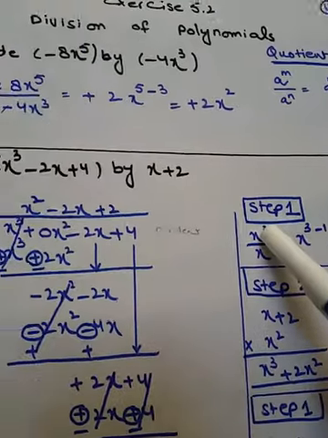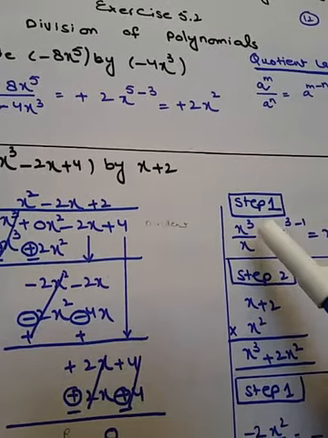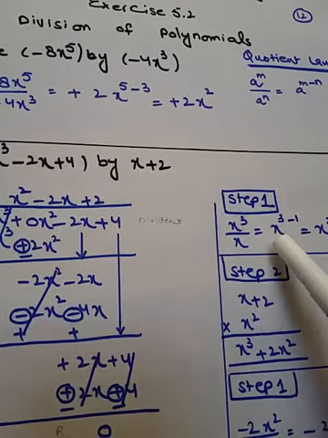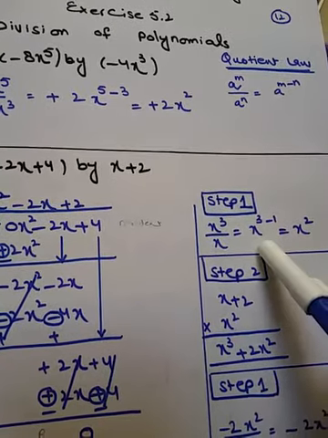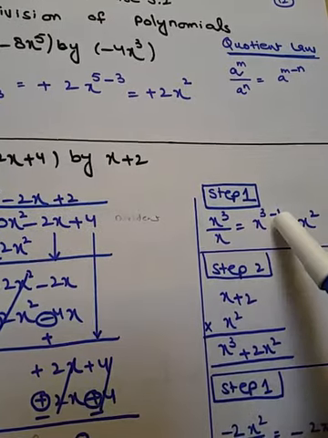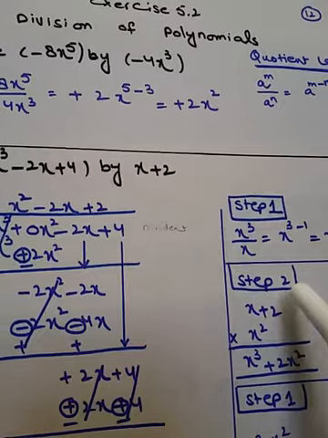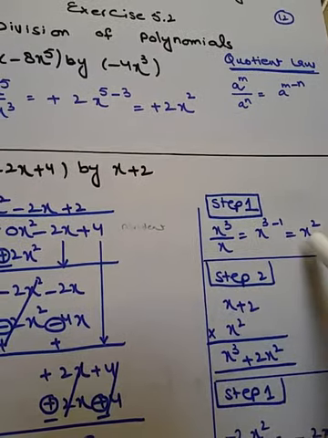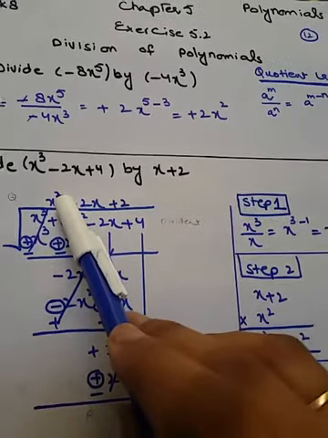Here it is. Can you see x cube divided by x? x cube divided by x is equal to x^(3-1). Same law we are going to apply, which is equal to x square. As bases are same, we can subtract the powers and the answer is x square. Now don't forget to write this x square here in the answer, in the quotient. This is our answer.